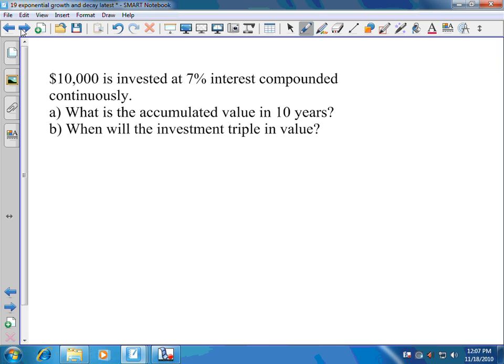Okay, let's take a look at this simple example. $10,000 is invested at 7% compounded continuously. What is the accumulated value in 10 years? And when will the investment triple in value? So again, we can assume that money grows at a rate proportional to the existing amount. So we can assume that this formula, y of t equals C times e to the kt, is going to apply in this situation, especially when they say compounded continuously.